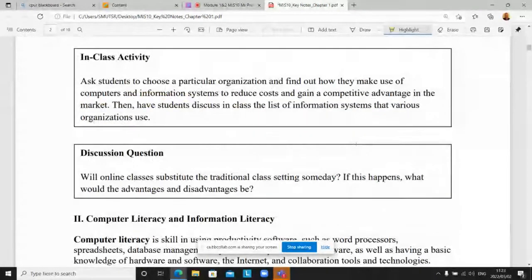Okay, these in-class activities, obviously, this is for face-to-face. But this I can say is homework, and it's not for marks. The theory tests are for marks. So this would effectively be your homework or something you would like to do. And this is actually quite a difficult one, to choose a company and find out how they make use of computer and information systems.